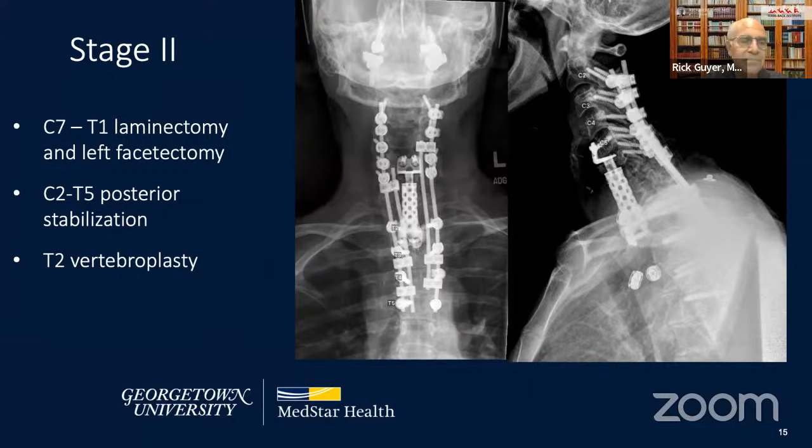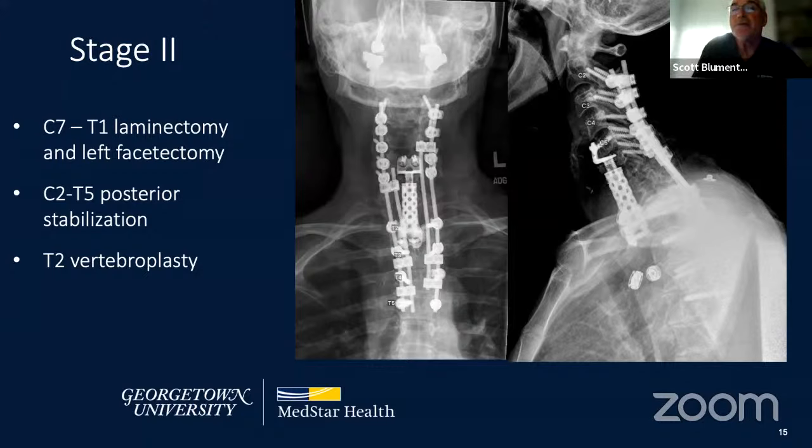Fahim, a couple of technical questions. Number one, any issues with the anterior exposure getting down to T2? And then number two, posteriorly, did you use any advanced navigation or robotic techniques for your construct? And if you did, specifically, which system did you use?